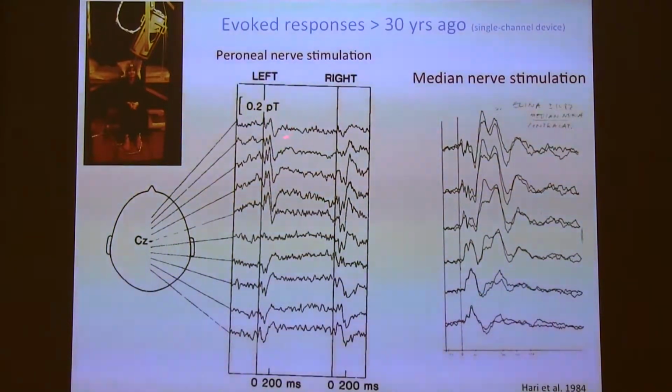So you see that there are responses that have opposite polarities, because the dipoles are opposite there. Because these are first order axial gradiometers, we also see polarity reversal between anterior and posterior sides. And we even see slightly different locations for left and right hemisphere.